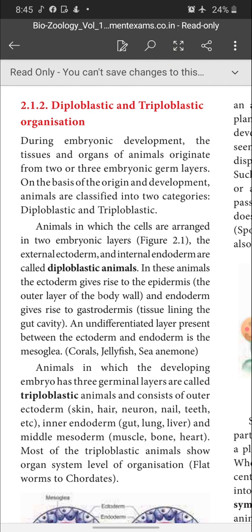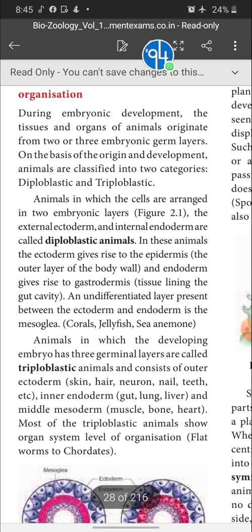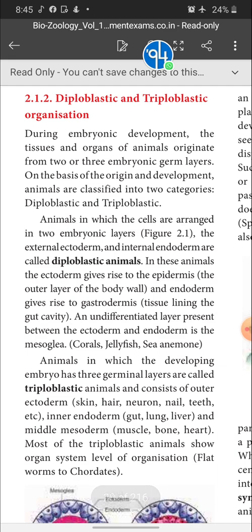And today we are going to see a new criteria for classification of animals, that is diploplastic and triploplastic. What is diploplastic and triploplastic?